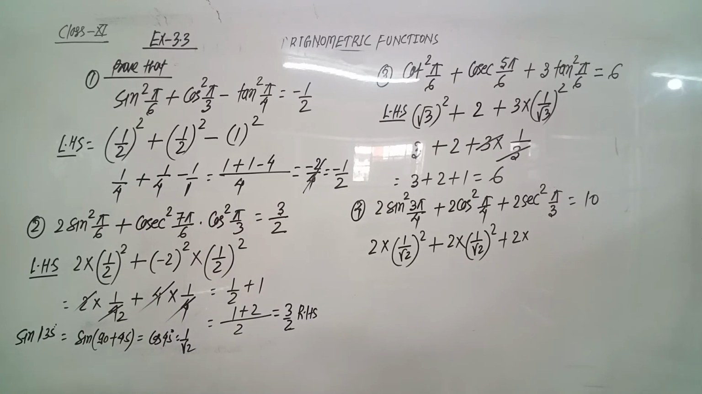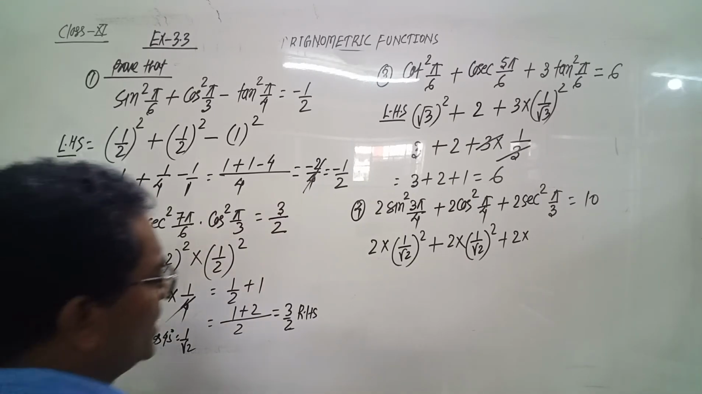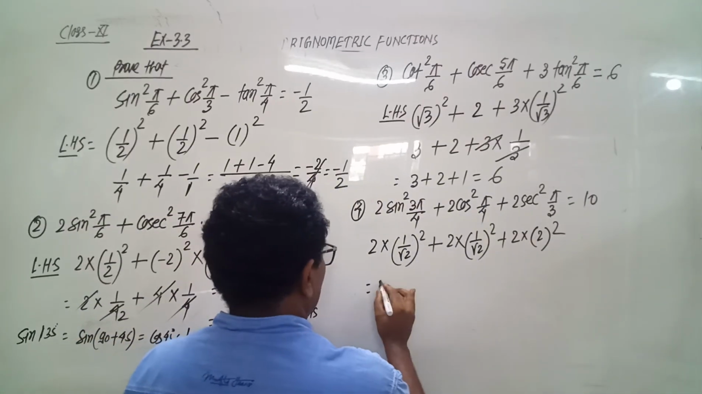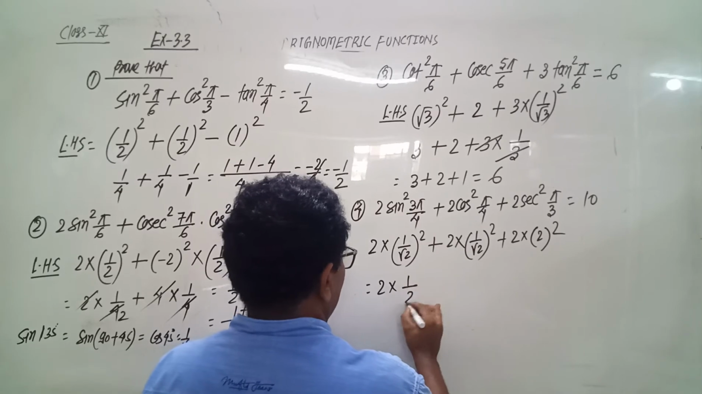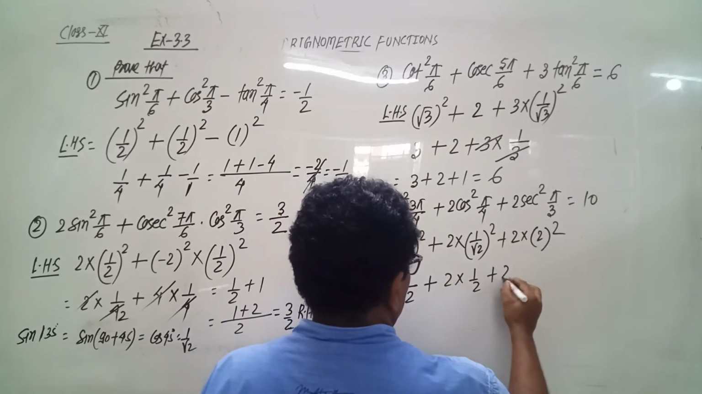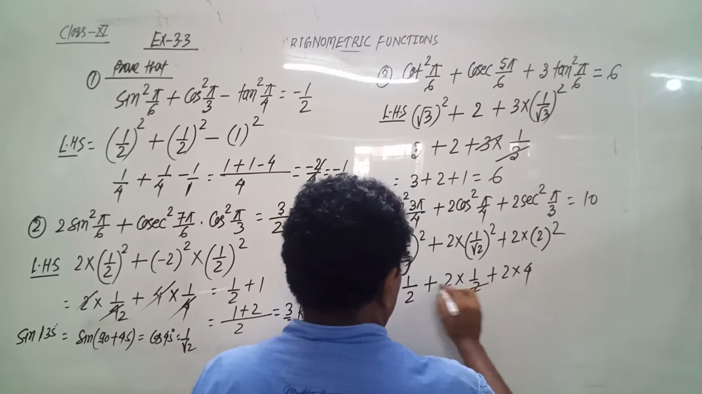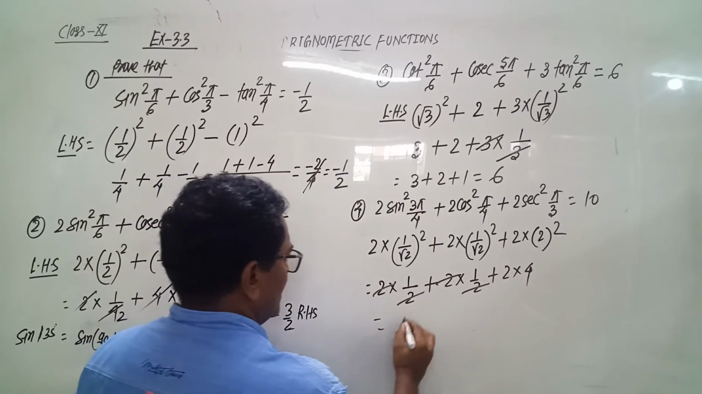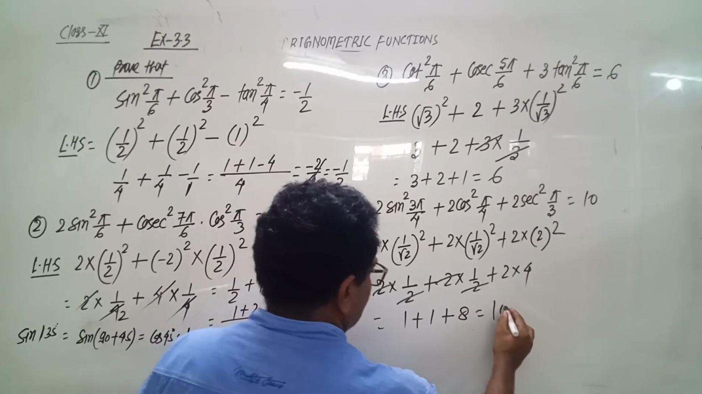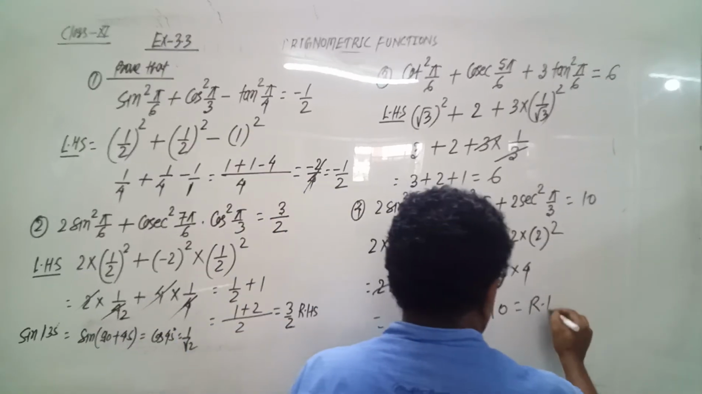Then sec 60 will be 2. So 2 into 2 the whole square. So we get 2 into (1 by root 2) the square, 1 by 2. 2 into 1 by 2 plus 2 into 4. 2 and 2 cancel. So 1 plus 1 plus 2 into 4, which is 8. And the result which we get is 10, equals RHS.